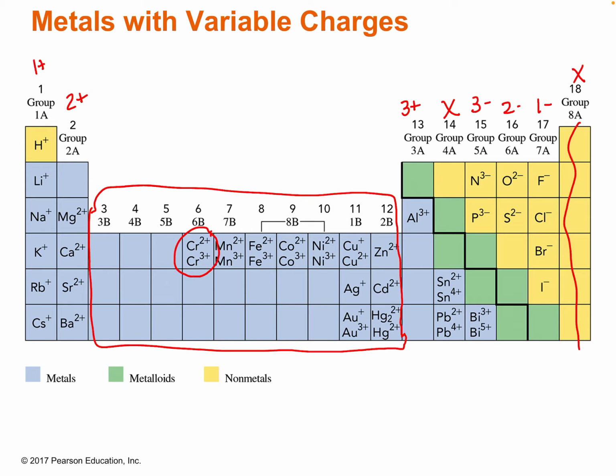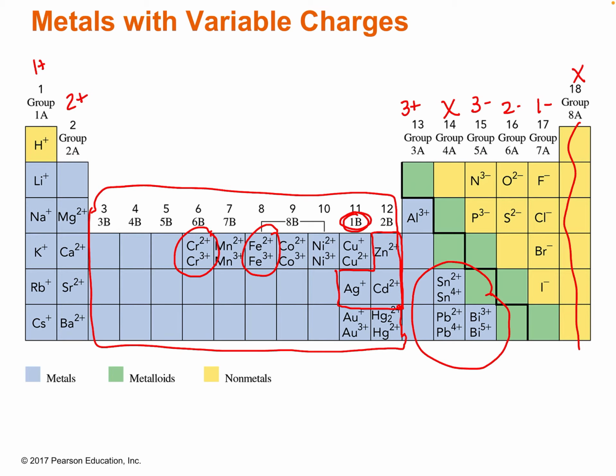Like chromium can either be a 2+ or a 3+. And iron can be a 2+ or a 3+. So a lot of these can make more than one charge. We also have these down here, which is why we haven't talked about them yet. These metals that are in group 4 and 5 can also make more than one charge. So if you see tin, lead, or bismuth, then you also need to include a Roman numeral. The ones that you need to memorize are these three, zinc, cadmium, and silver. And they form a 1+ or a 2+.